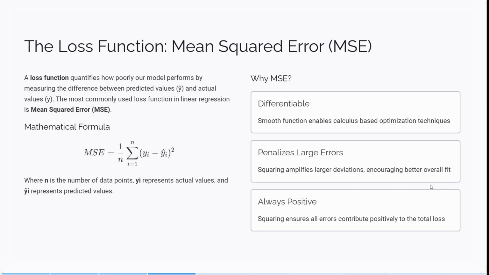So why do we need the squared error? There are three main reasons. First, squaring makes all errors positive. Second, it penalizes large errors more heavily, so the model focuses on fixing big issues. And third, the function is smooth and differentiable, which allows us to use calculus for optimization. This differentiability is crucial because it unlocks the power of gradient descent.